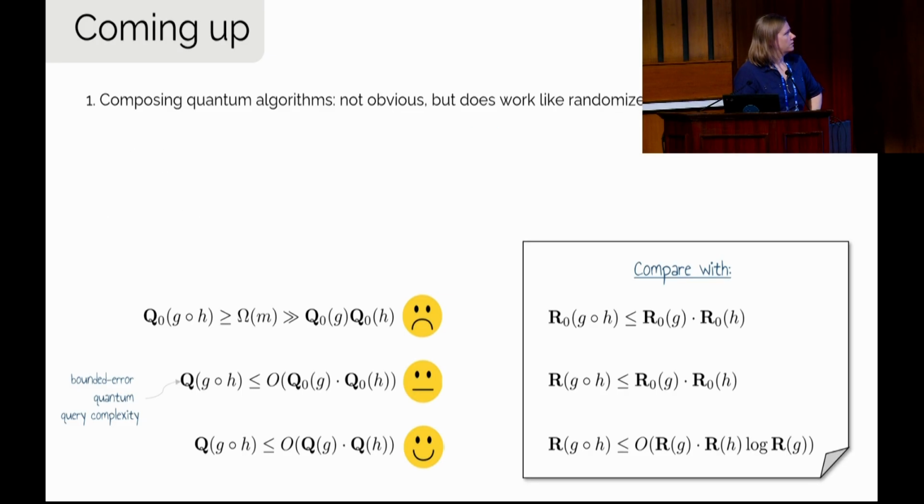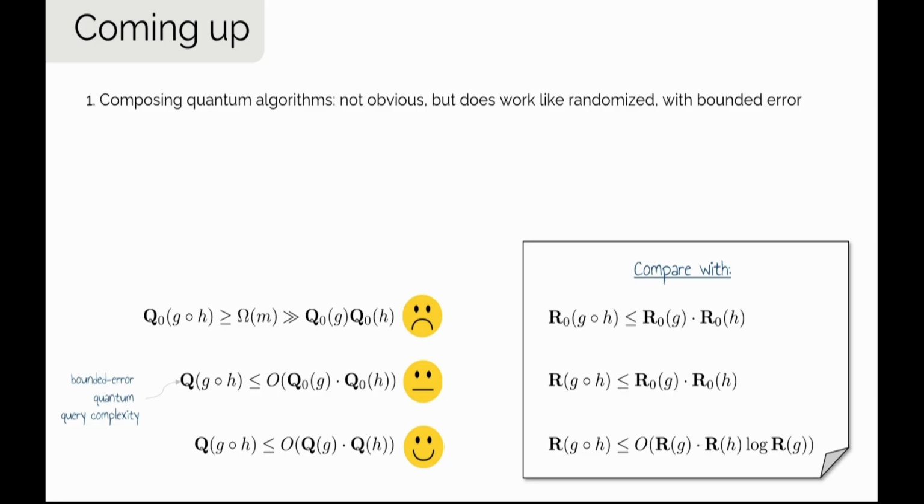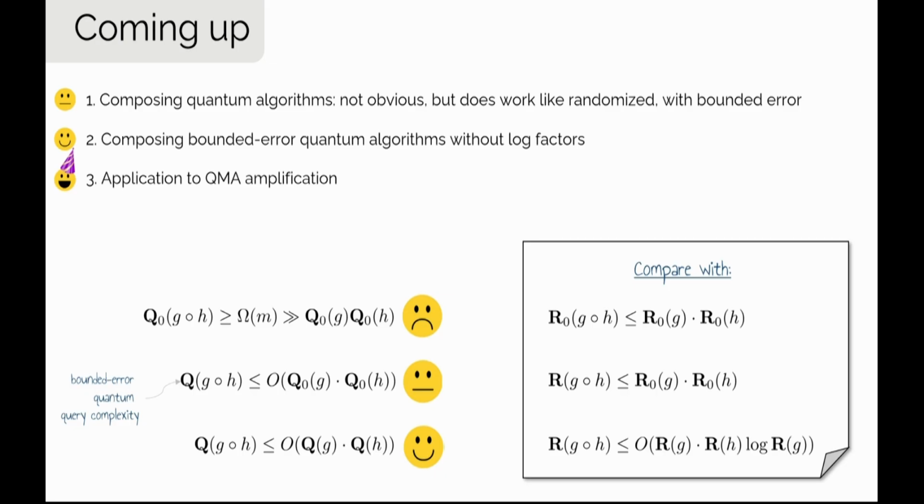I'm going to talk about how, if we're satisfied to get a bounded error algorithm out, composing algorithms is not obvious to do, but it does work like how randomized algorithms work. So that's nice. And even better, we can compose bounded error quantum algorithms without incurring log factors, so that's better than classical. This is basically a more fine-grained time complexity version of this query complexity result down here. And then I'm going to mention an application to QMA amplification.